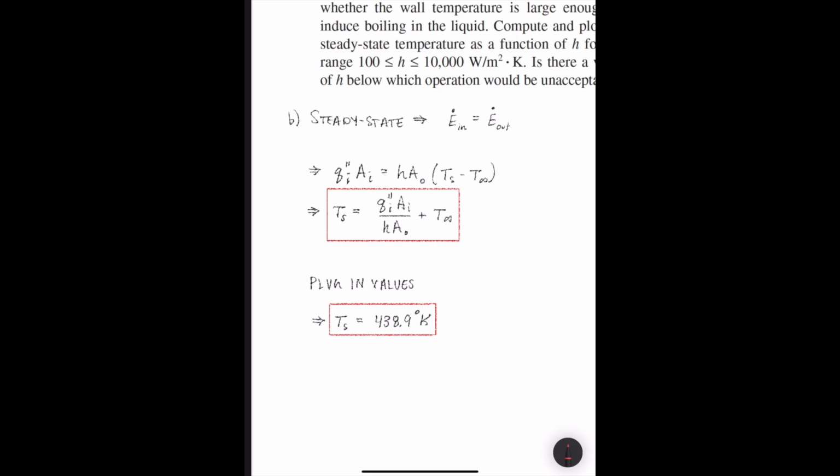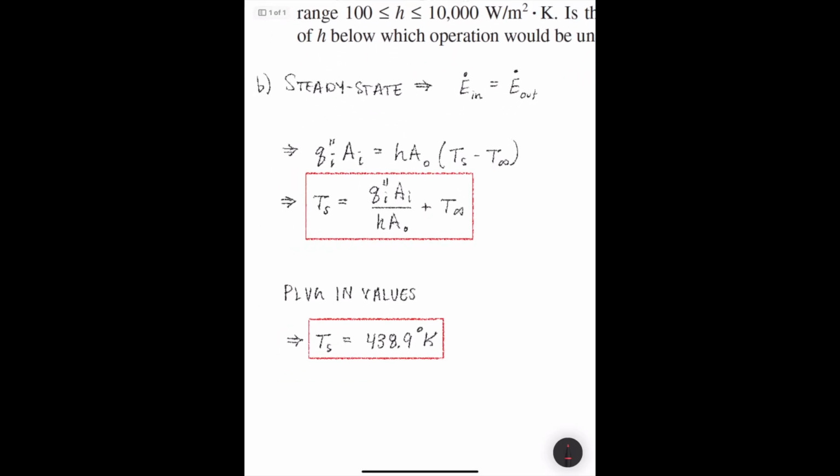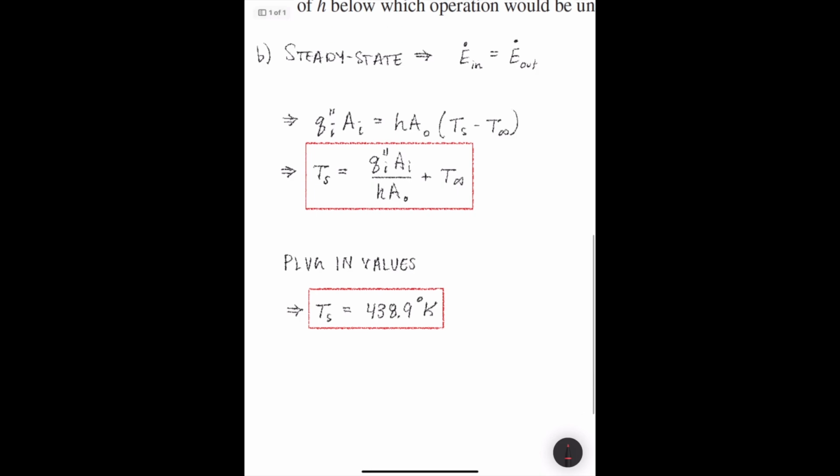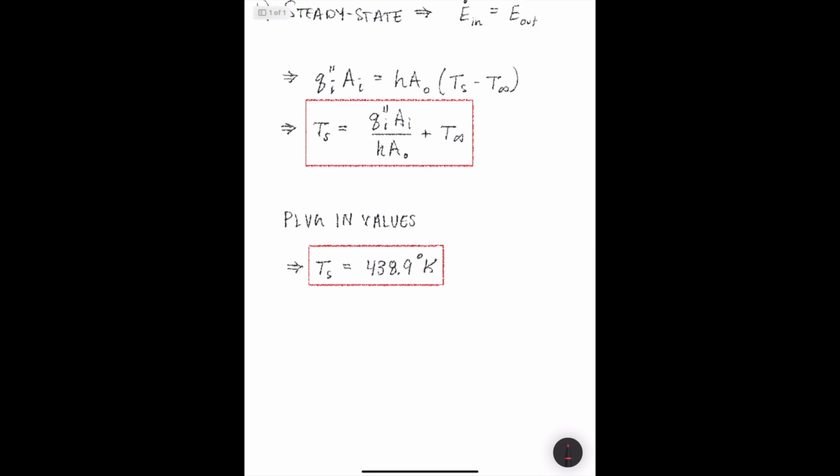And we know that the energy in is equal to the heat flux on the interior surface times the interior area, and the energy out is equal to that same convection condition, which is h, the convection coefficient, times the exterior surface area times your delta T of that surface. When you rearrange that for Ts and plug in your known values, you get a steady state temperature of 438.9 degrees Kelvin.